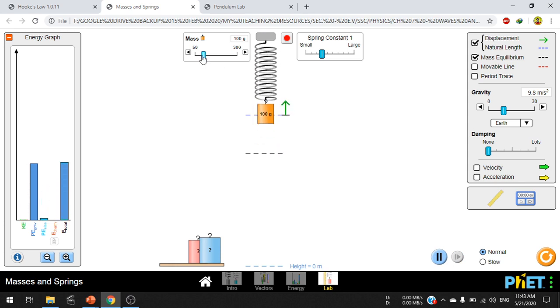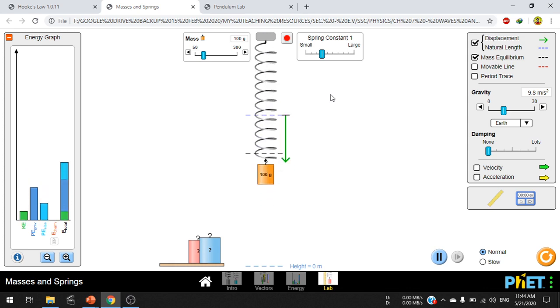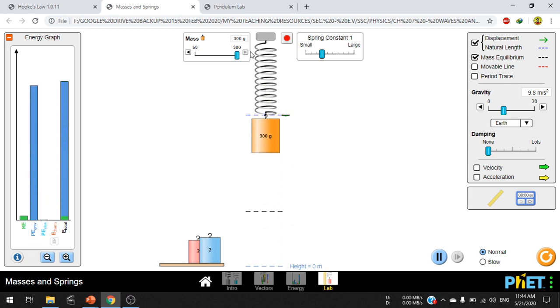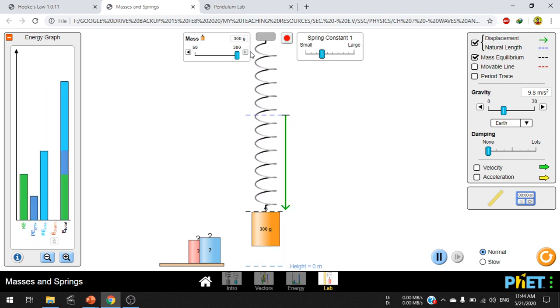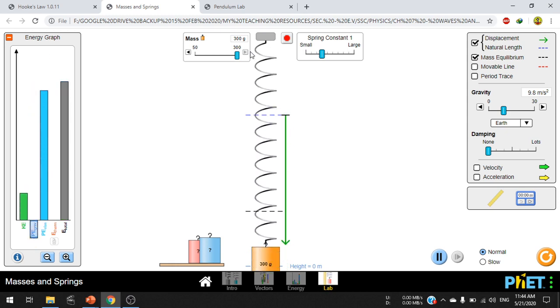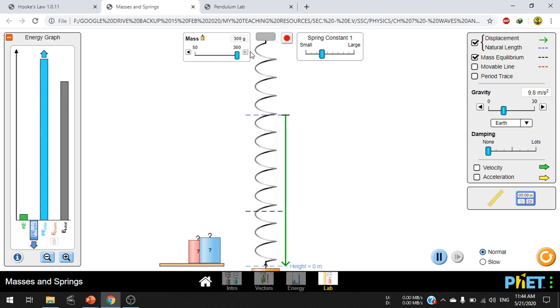And what will happen if we increase the mass? Here we have a particular amount of time period, and now if we increase the mass, we are seeing that if we have an increased amount of mass, there is an increased amount of time period.